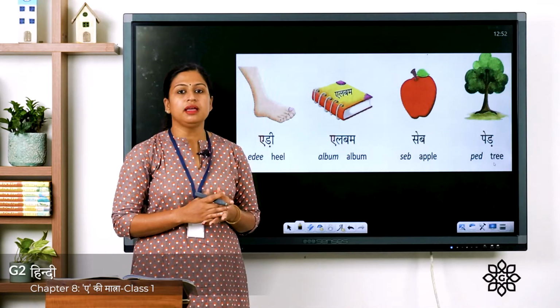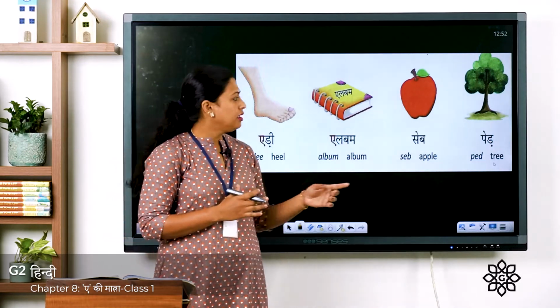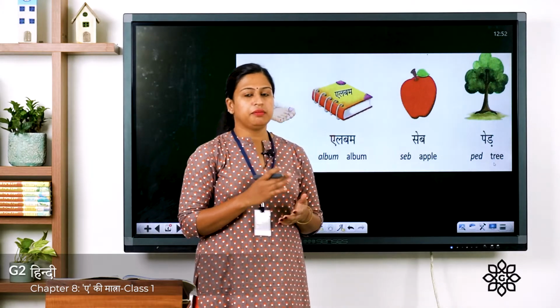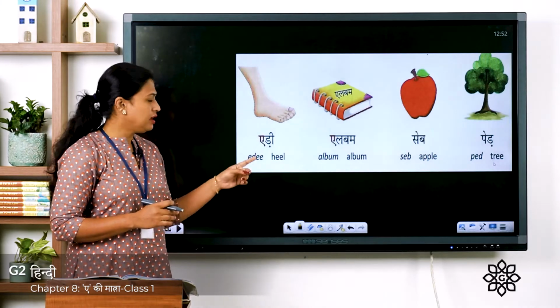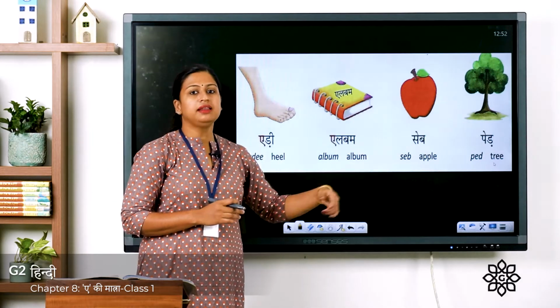Now here you can see the last word, it's paid. Here we are using Vyanjan letter Pa plus A ki matra and it has a sound Pe and the word is paid. Paid means tree. So once again I am going to read these words: AD, album, save and paid.